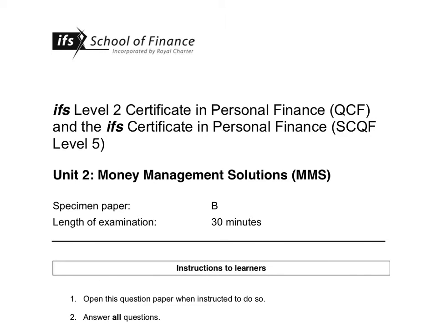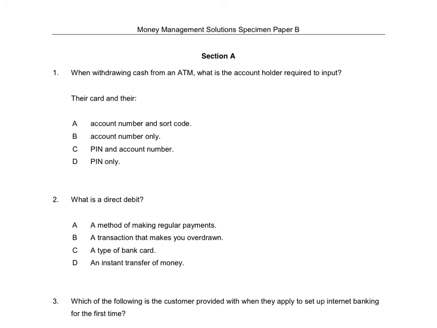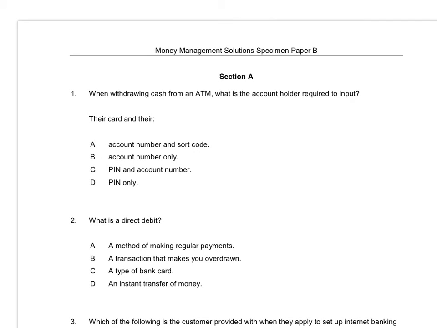Right, so when withdrawing cash from an ATM, now you know an ATM means an automatic teller machine. What is the account holder required to input? You always need to put in your card, but the only thing you need to put in extra to your card is your PIN. You don't have to put anything else in, so that's easy, okay?